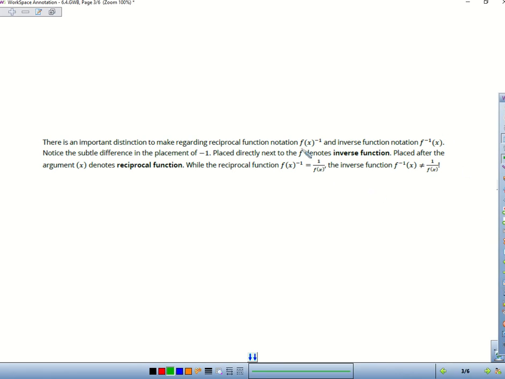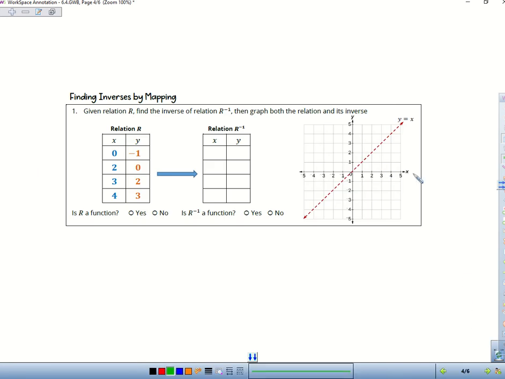Important note here is that when we talk about reciprocal functions in this class eventually, they use a very similar notation, okay? This is inverse notation on the right. On the left is reciprocal. You see the difference? The negative one's in a different spot. So just be sure not to mix those two things up because they are different. They have different meanings. All right.